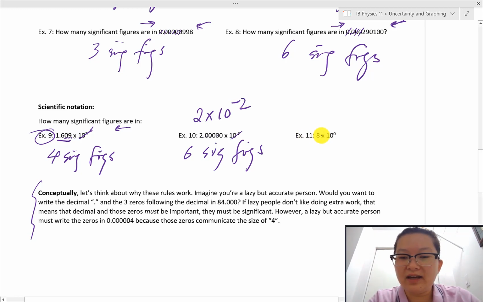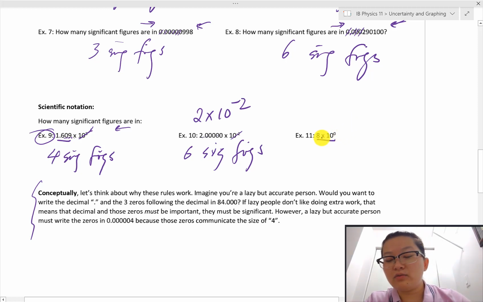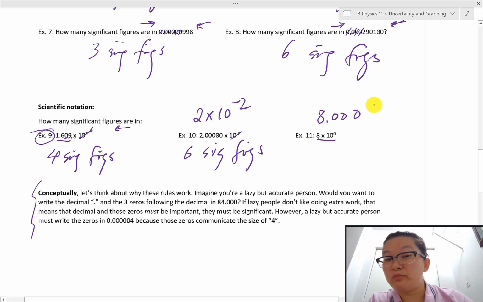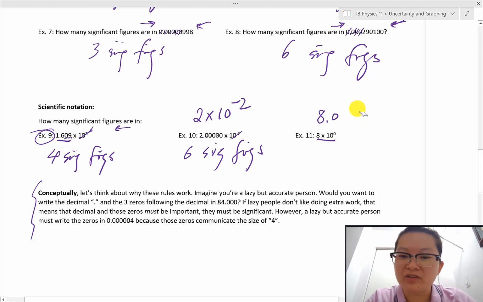And then number 11, I have 8 times 10 to the power 0. Haha, that's just 1. Anyways, that's just 8. But either way, whatever that is, I could have written 8.0 or 8.000, and I could be more specific, but I'm not more specific. It's just an 8. That's all I'm confident with, and it's just 1 sig fig.